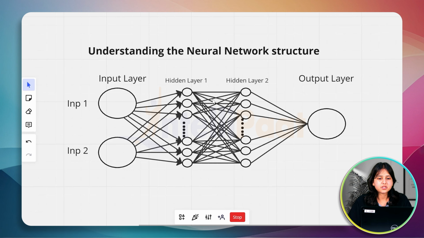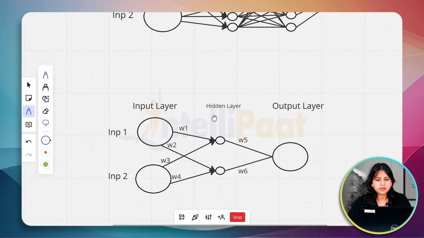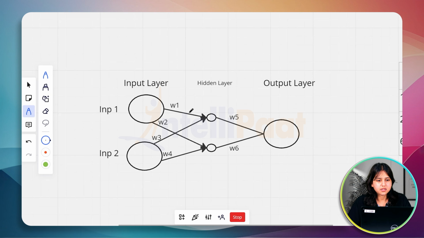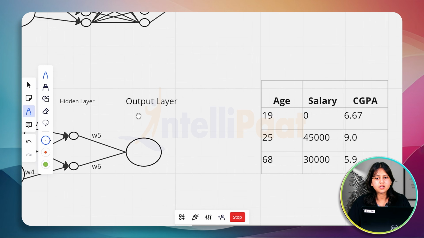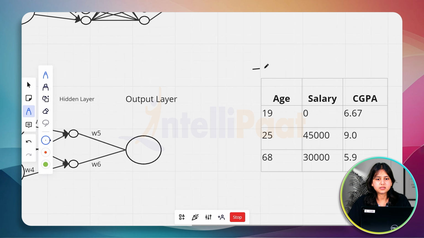So all the calculations are done by the hidden layers, as you can see here, hidden layer 1 and hidden layer 2, right? So let's go ahead and look at how the calculations are performed. Say we have two inputs passed in our input layer, input 1 and input 2. It could be anything. Maybe we can say input 1 is our age and input 2 is our salary, and this is our output. Right?